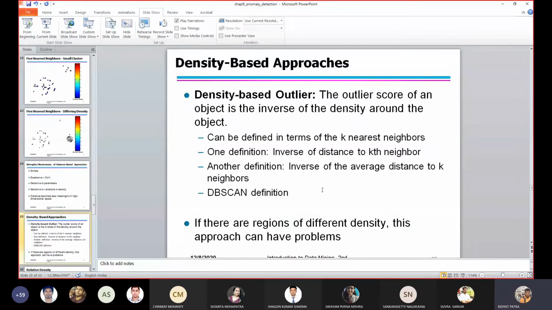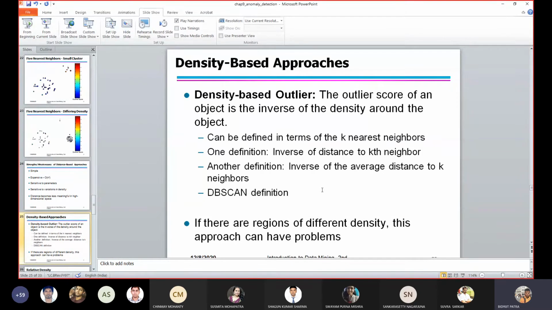The inverse of the density around the object. So if the density is high, then that point is no way going to be the outlier. Okay. If the density is low, that point will be the outlier. Therefore, the outlier score of an object is the inverse of the density around the object. So what we can do is directly take the inverse of the density around the object. That is followed in the density-based outlier technique.